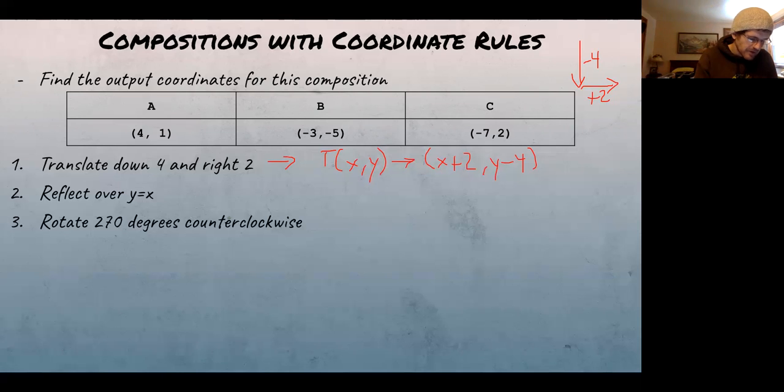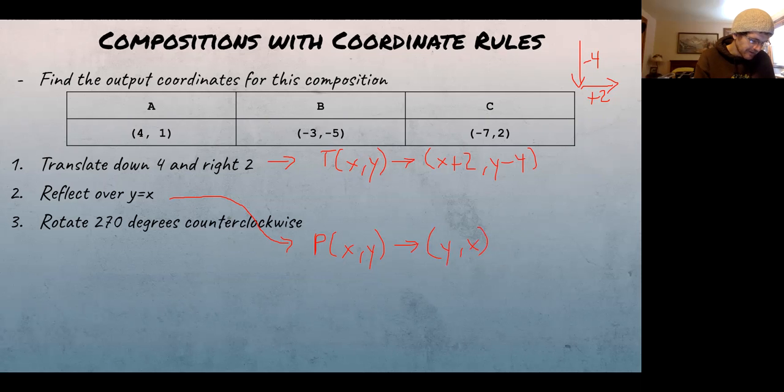Okay, so now I've got T of x, y. All right, I'm not going to plug anything in yet. I want to get all my functions set up. All my functions and coordinate rules, those are interchangeable terms, and so I'll use them both, but the coordinate rule is the function. Okay, so the next coordinate rule we're using is reflecting over y equals x. So this coordinate rule looks like this. And when I reflect over y equals x, I get y, x as my output.